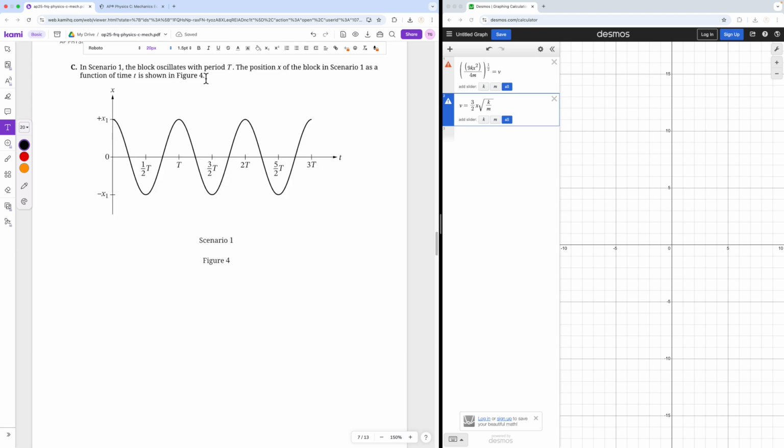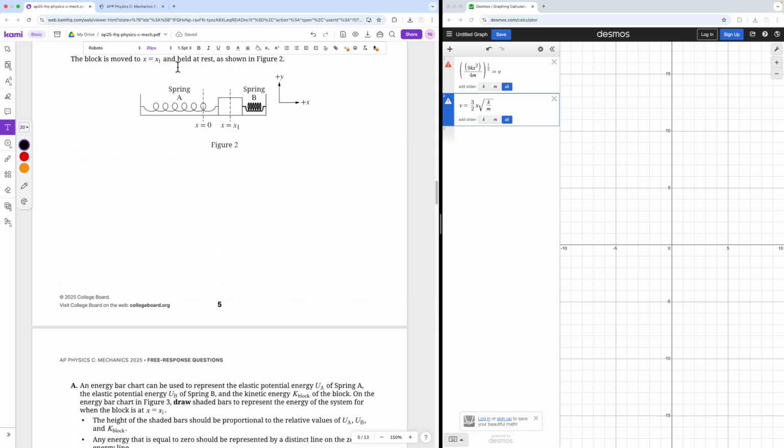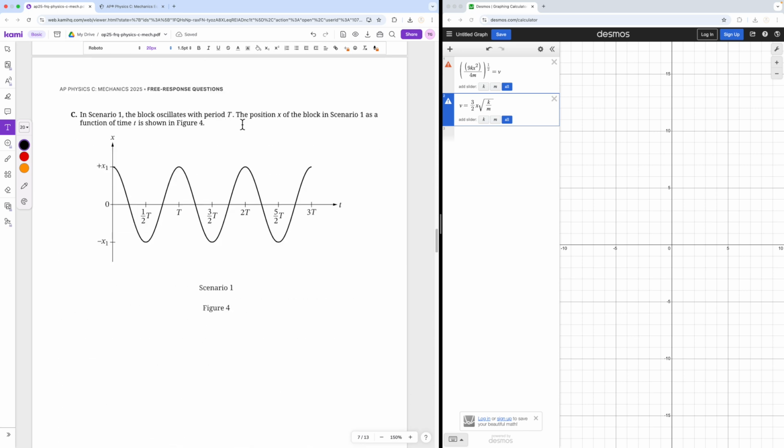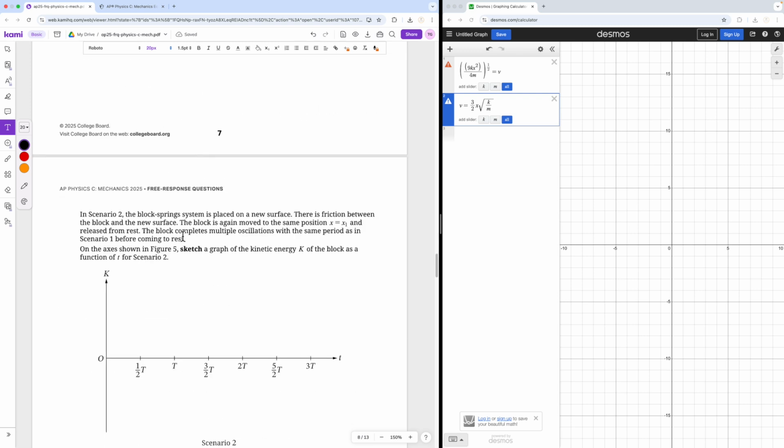Now let's move on to part C. In scenario 1, the block oscillates with period t, so that's this scenario up here. So it oscillates with period t, and the position x of the block in scenario 1 as a function of time is shown here. Great. What do we have to do now? We have to sketch a graph of the kinetic energy k of the block as a function of t for scenario 2. And what's scenario 2? It's the block spring system, so our k and 2k springs, on a new surface with friction between the block and the new surface. And the block is moved to the same position and released from rest.